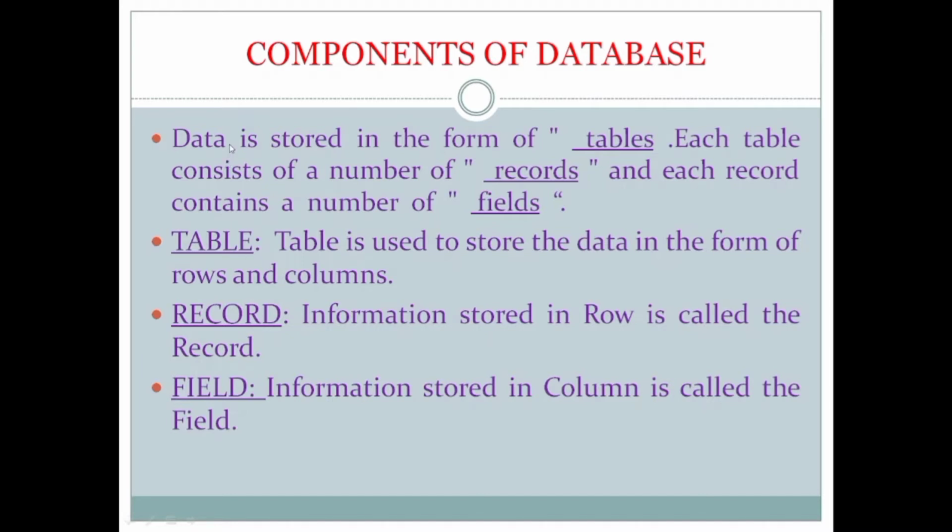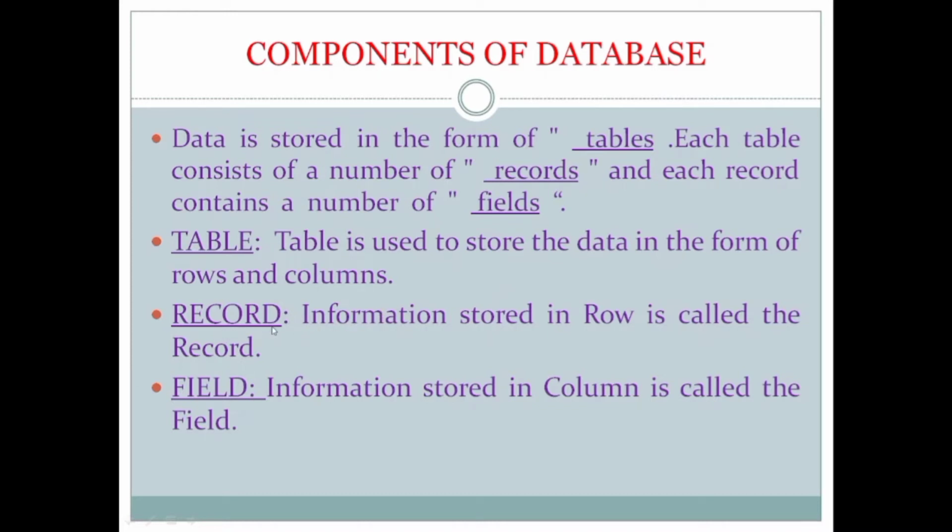So, the data is stored in the form of tables. That table consists of a number of records, and each record contains a number of fields. So here, a table is used to store the data in the form of rows and columns. Basically, it is just like an object that is used to hold the data in row and columnar format.